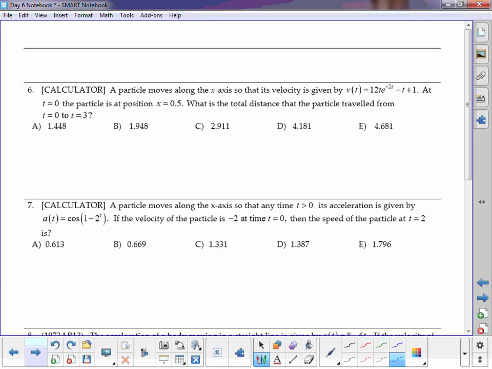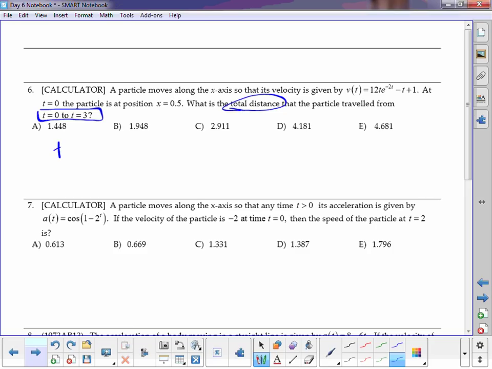Let's go ahead and do number 6 because this deals with using our calculator, and I want to make sure we don't overthink it. The particle moves along the x-axis, so its velocity is given by that. At time t equal to 0, the particle is at position x equal to 0.5. What is the total distance that the particle traveled from 0 to 3? All right, so I want to know that total distance from 0 to 3. And so for this, do we care what my initial position is? No, because I'm not trying to find out its final position. I'm just wondering how much did it go between 0 and 3. So I don't actually care that it started at 0.5.